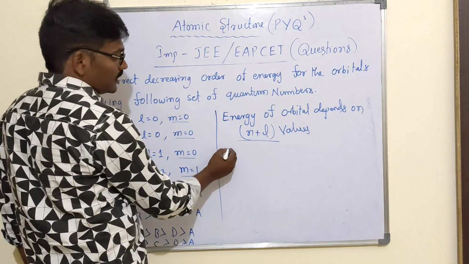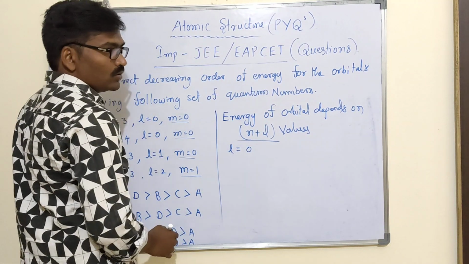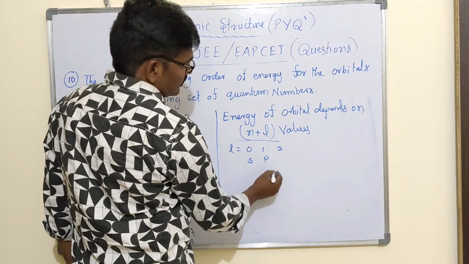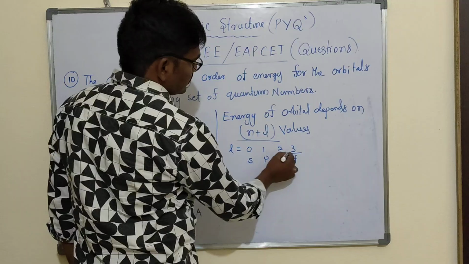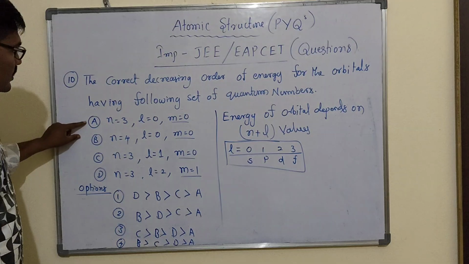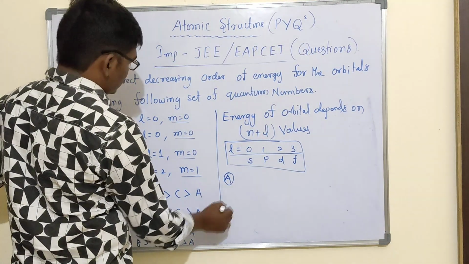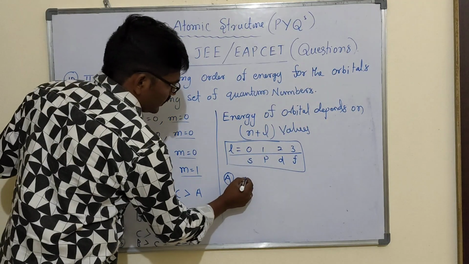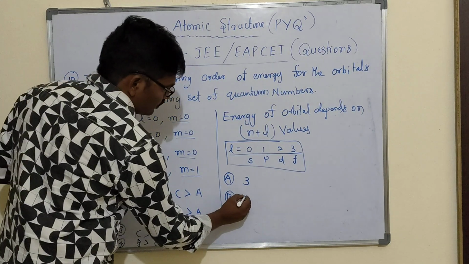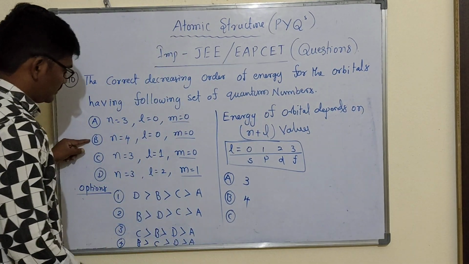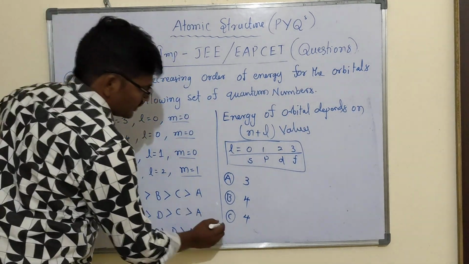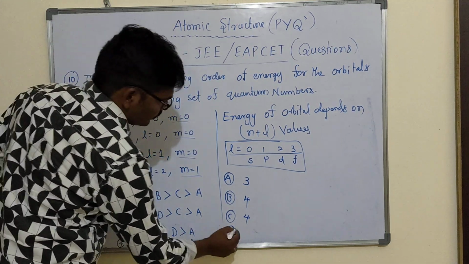Sir, already I told that l equals 0 is s orbital, 1 is p orbital, 2 is d orbital, 3 is f orbital, like this. Then the n values are the quantum number values. The first option, if you check it, n plus l value is 3 plus 0, 3. Then B, if you take, 4 plus 0, 4. Then C, 3 plus 1, 4. Then D, 3 plus 2, 5.